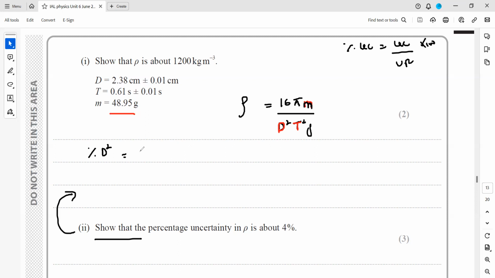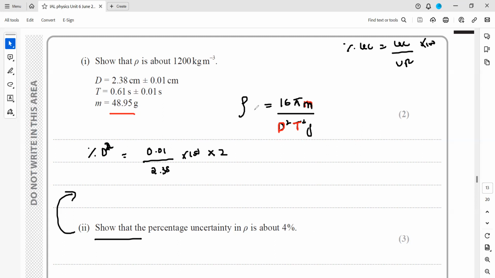We measure D. When you're taking a percentage, you don't have to convert the unit. So the uncertainty in D is 0.01 divided by the value recorded, 2.38, into 100. Now, this is a percentage uncertainty in D, but we need D square. Whatever power there is, the percentage is multiplied by that number. If power 2 is there, it will be multiplied by 2. Power 3 is there, multiplied by 3.